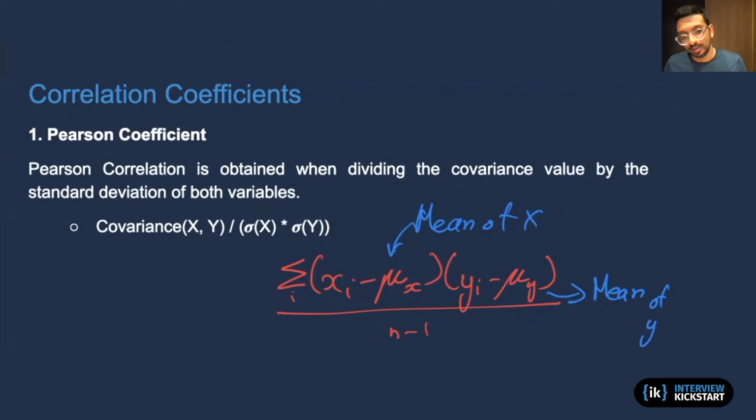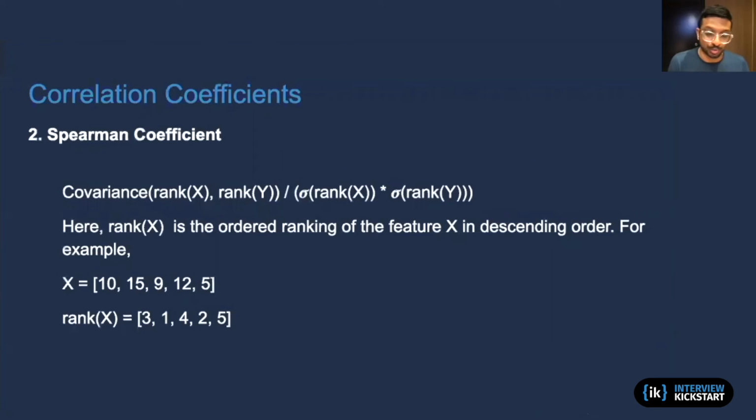So we take this covariance value and we divide that by the standard deviation of x and the standard deviation of y. And that will give us our Pearson correlation coefficient. So the next one is the Spearman coefficient. How exactly is that different? So for the Spearman correlation coefficient, we're not going to use x and y directly, but instead we're going to take the rank of x and the rank of y and find the covariance of that quantity. And then we're going to divide that by the standard deviation of the rank of x and the standard deviation of the rank of y.